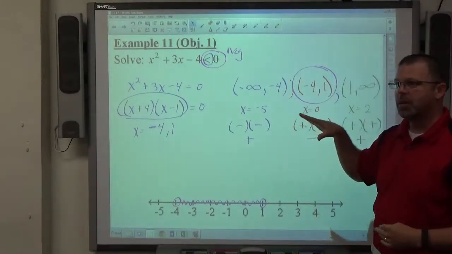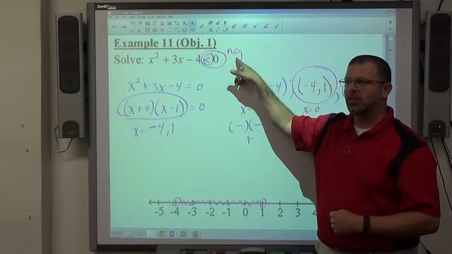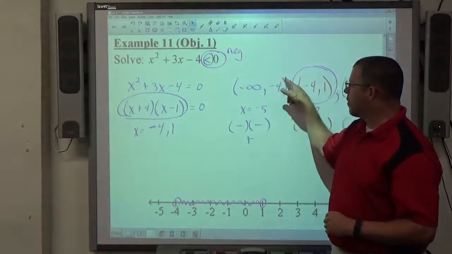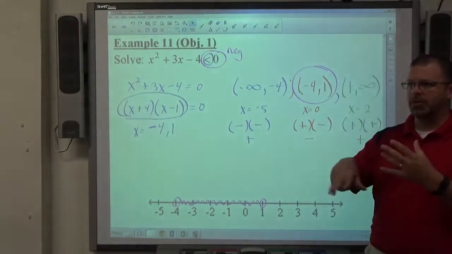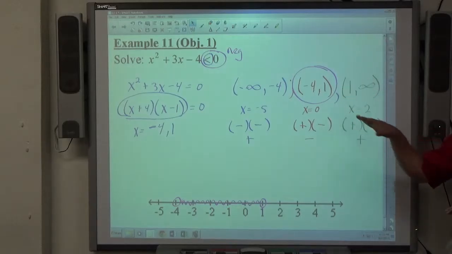Okay? The technique's the same whether it says less than or greater than. All this stuff's the same. The only difference is what answer is right, plus or minus. Less than 0, minus is right. Greater than 0, plus is right. If it has equals to, you put brackets instead of parentheses. You put closed circles instead of open circles. So every scenario that could possibly occur can be dealt with pretty easily using this entire technique every single time.